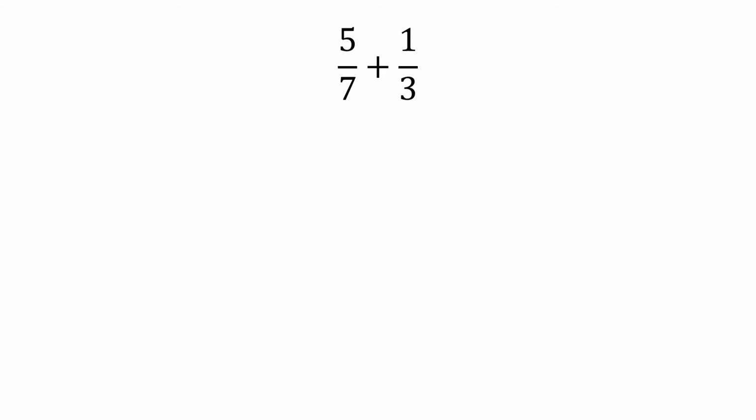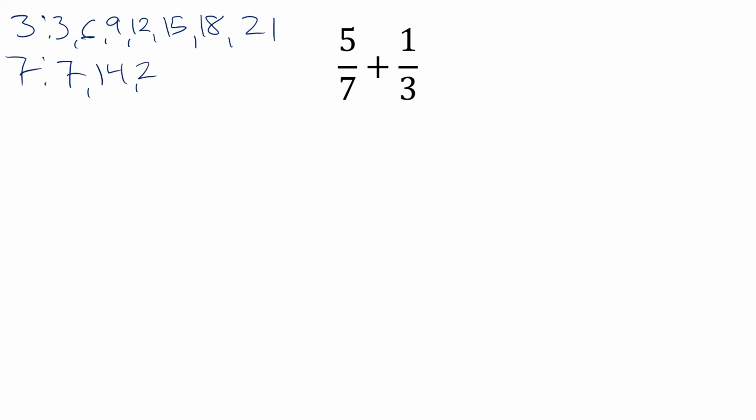Let's look at another example. We have 5/7 and 1/3. We cannot add these together. You can't add them and get a denominator of 10. So let's look at our multiplication table for each, our multiples for 7 and 3. For 3, our times table is 3, 6, 9, 12, 15, 18, 21. For 7, we have 7, 14, 21, 28, 35, etc.